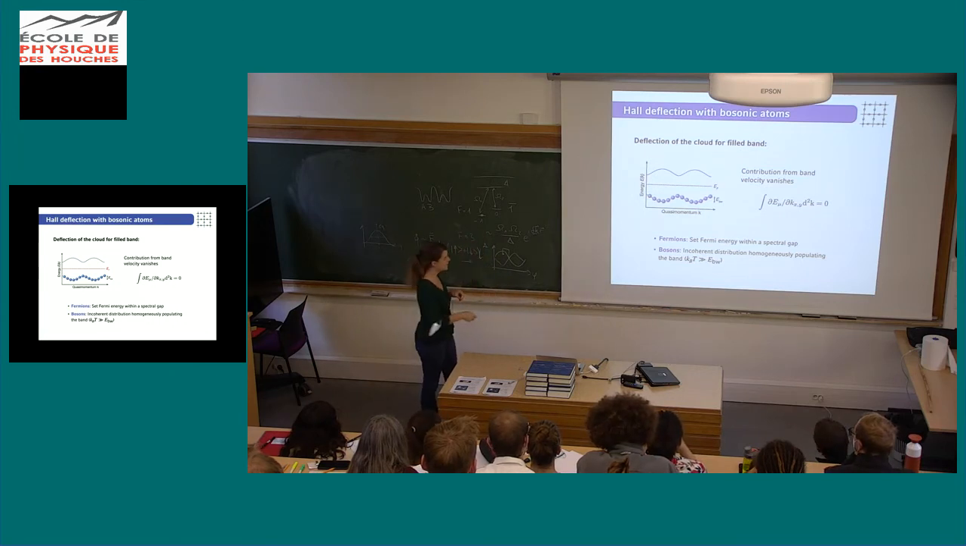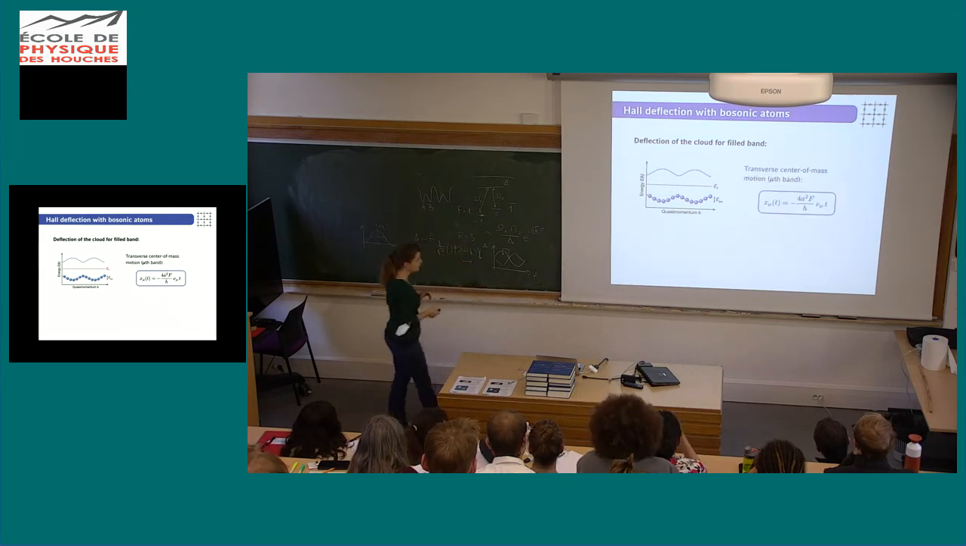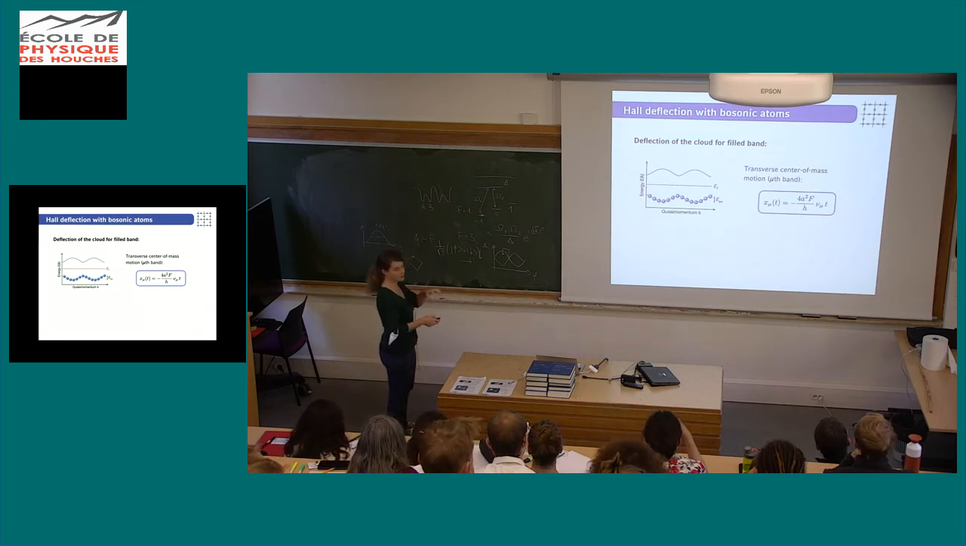So with that you get a statistical mixture or a statistical occupation, which is on average homogeneous of all the quasi-momentum states. And for fermions, you could do a similar experiment by just having a Fermi energy within the spectral gap.